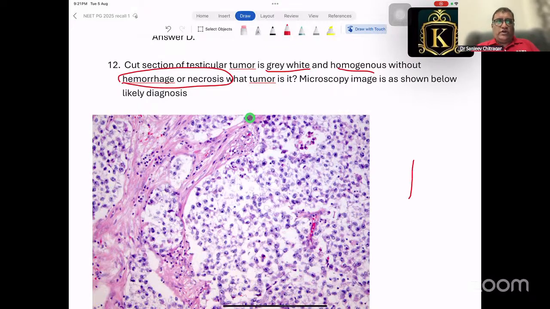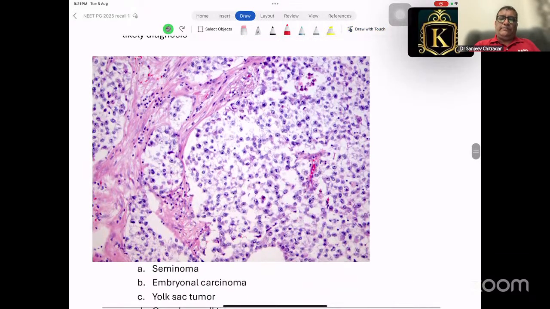So look at what you are seeing in microscopy here. On microscopy, I'm seeing fibrovascular septae. These are your fibrovascular septae. And there are what? Perinuclear halo or clearing of the cytoplasm. This is very classical of seminoma. Yes, correct. This was a seminoma. Again, we discussed this in class.